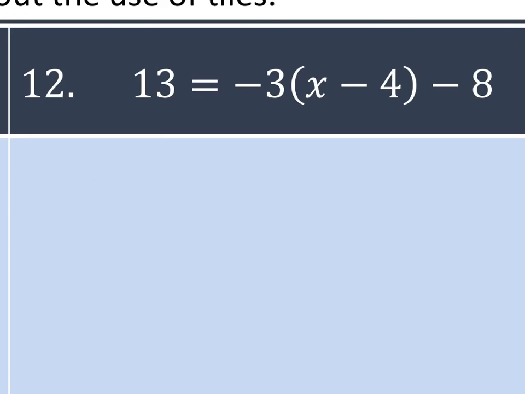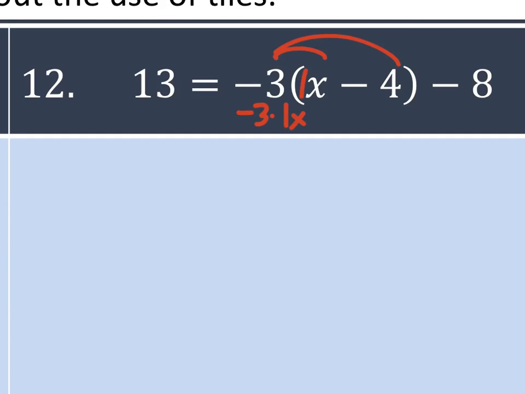So on number 12, we see some distribution right here with the negative 3. And we do need to distribute it into the parentheses. Now remember, distribution is multiplication. So it's really negative 3 times. You can show the 1x if you'd like, the phantom 1 right there.